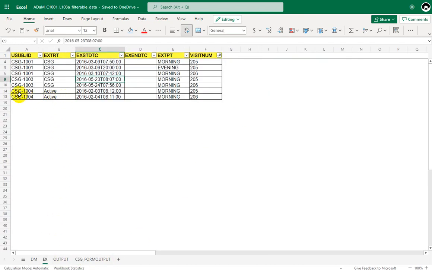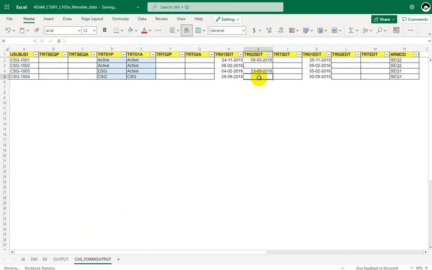So let us take a look at the last subject, which is 1004. So we have records on 3rd Feb and 4th Feb. The earliest date would be 3rd Feb. Let us populate this with this case. So as subject 1002 did not have a record in EX which corresponds to visits 205 to 208, we have TR02SDT missing for that subject.